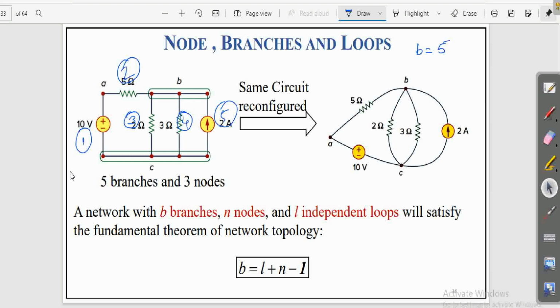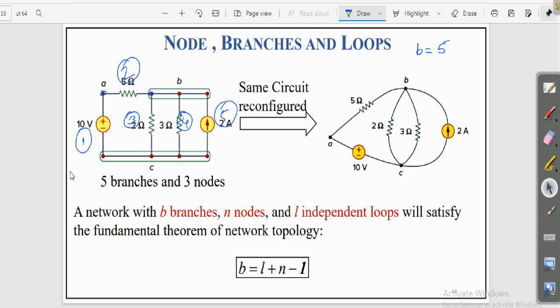So at this point A, this element and this element are connected. So you can consider this is one node. And at this point, this element and this element are connected. You can consider this is also one node. And can I consider this a node? No, because between these two there is no element.